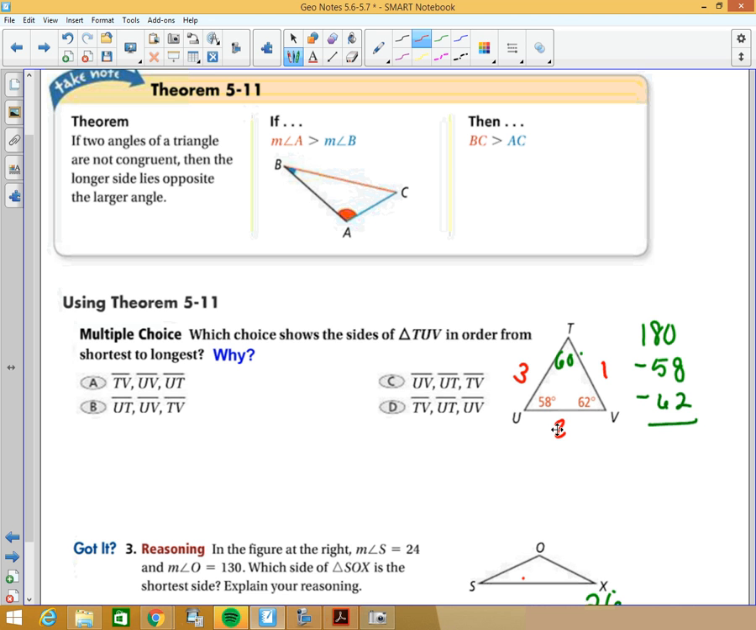Do you see that? Okay, now that I have them numbered, I'm going to go to my options and choose the one that actually has TV as the shortest, UV as the next, and UT as the longest, right? Which one is it? A. A is your correct answer.